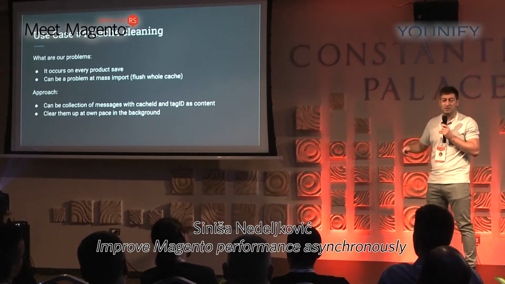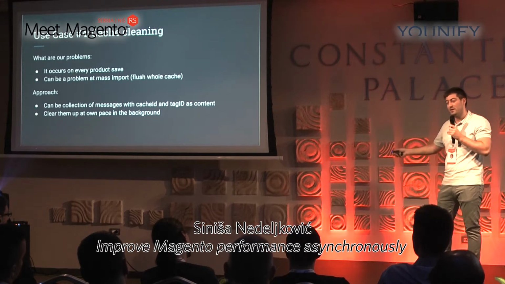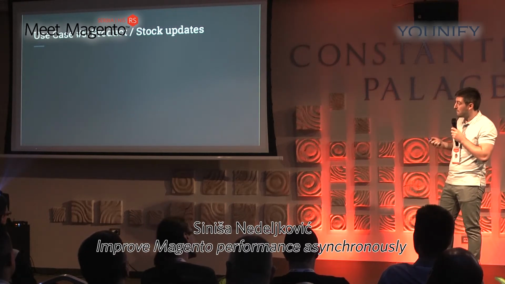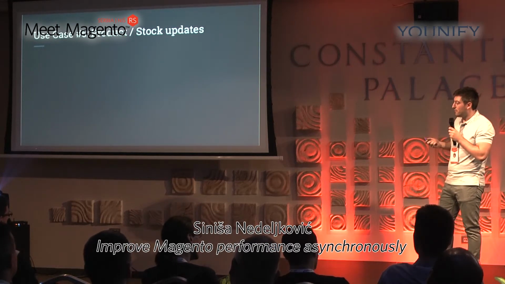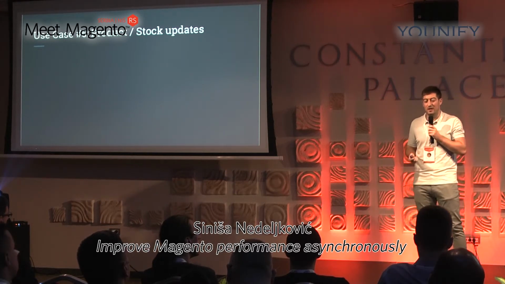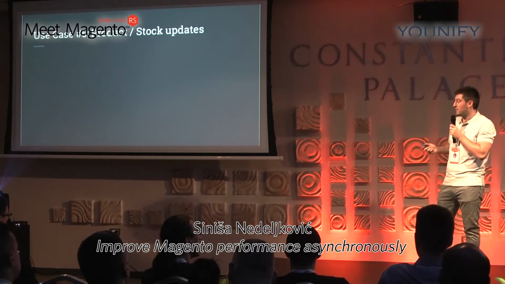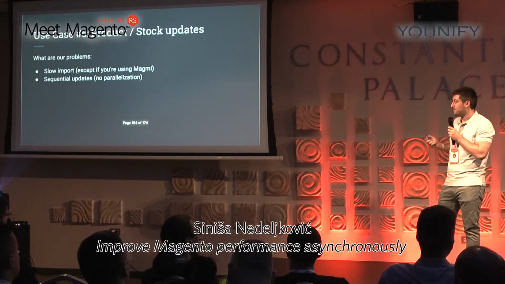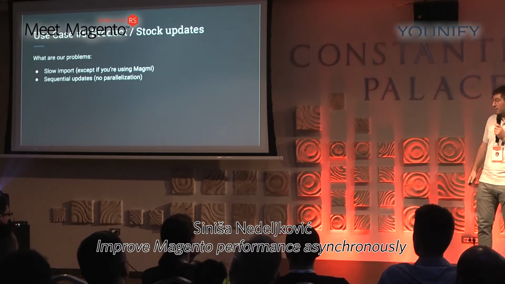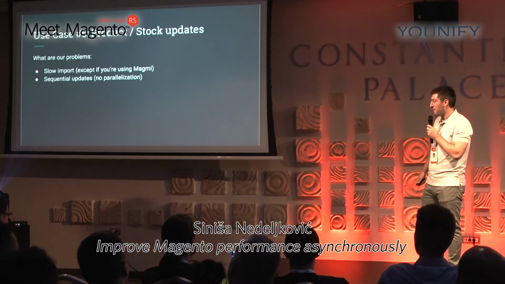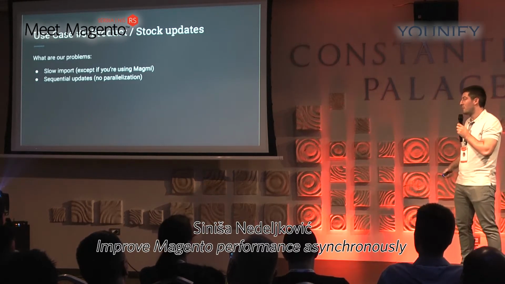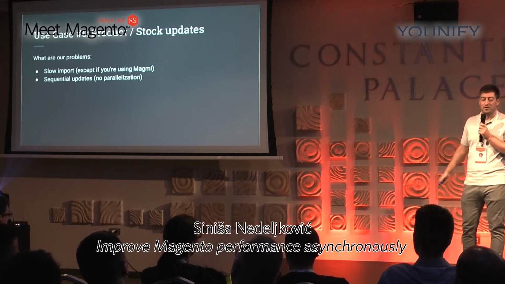There are also some other things which can be placed in the background. So, product stock updates. For product stock updates, it's also not a problem for everyone, but if you are having updates on a daily basis, if you're changing your inventory, then it can be a problem. So slow import, the first problem, except if you're using Magmi. I hope most of you have heard of Magmi. And another problem is sequential updates. So there is no parallelization. We are using just one core.